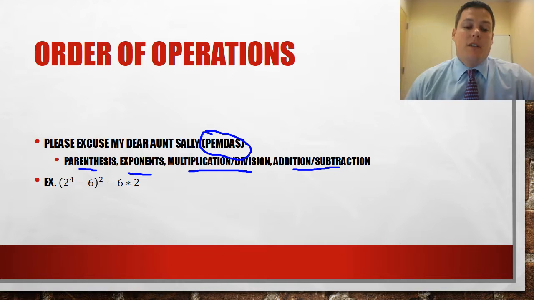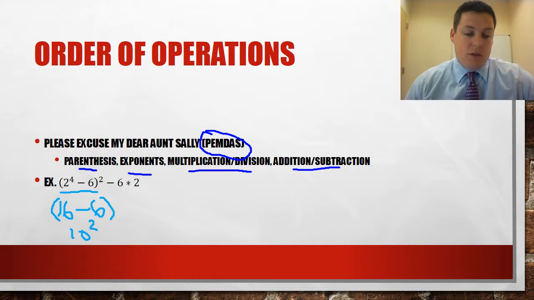So once again, we have another example here. We want to work inside the parentheses first. So inside those parentheses, we got to solve for the exponent. 2 to the 4th is 16 minus 6. 16 minus 6 is 10. We bring everything else down.